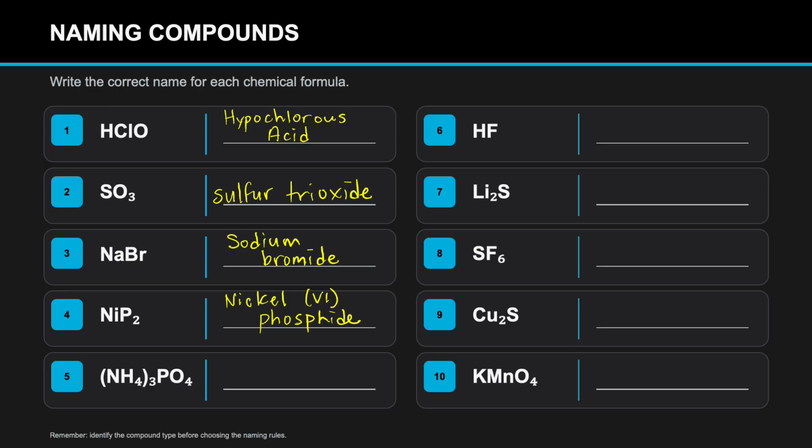Next up, we have a polyatomic cation and a polyatomic anion. Electrostatic attraction, positive and negative, that's going to be an ionic compound. Now, because they are both polyatomic ions, we know we are just writing out the polyatomic ions. We're not changing anything for ionic compounds. So that's going to be ammonium phosphate.